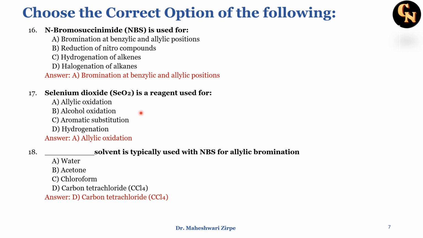Now the next one is selenium dioxide is a reagent used for dash. We have seen in our question answer session, selenium dioxide is used for oxidation, but basically the oxidation takes place at the allylic position. So the correct option is A. Now the next one, dash solvent is typically used with NBS for allylic bromination. When we were seeing question answers, complete the following reactions, you can remember that NBS is always used with a solvent, that is carbon tetrachloride. So the correct option is D.